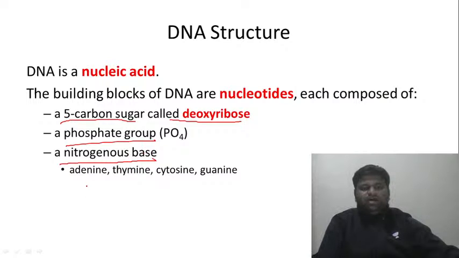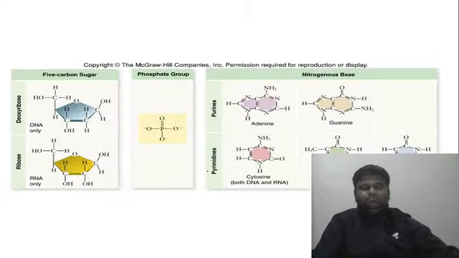Adenine, thymine, guanine, and cytosine are the nitrogenous bases. Adenine and guanine are the purines, whereas cytosine, thymine, and uracil are the pyrimidines. So nitrogenous bases are of two types: one is purines, and another one is pyrimidines. And the 5-carbon sugar is also of two types: one is deoxyribose, and the other one is ribose.